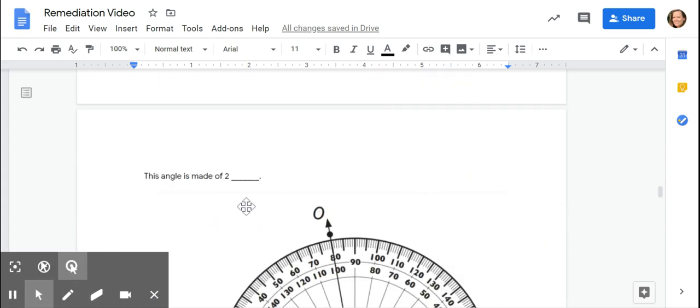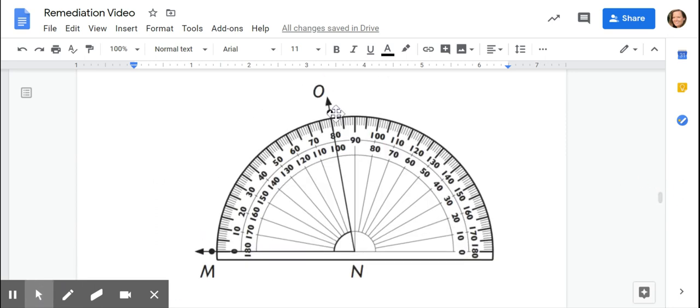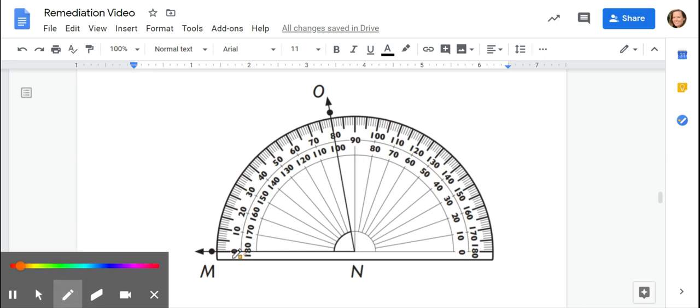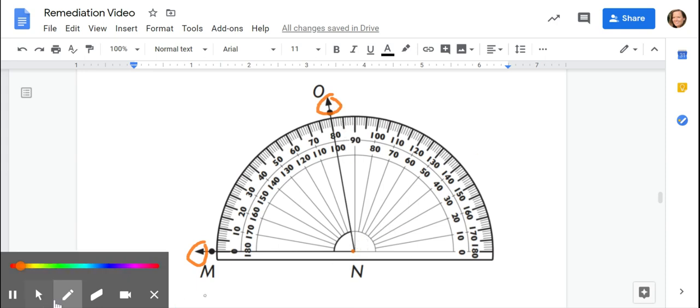So our next question: this angle is made up of two blank. Let's go look at the options. Okay, so we see angle ONM or MNO. As we look, we can see that there is an arrow at point M and an arrow at point O, and then here is the vertex where both endpoints meet. So each has one endpoint and appears to go on forever and ever in one direction.